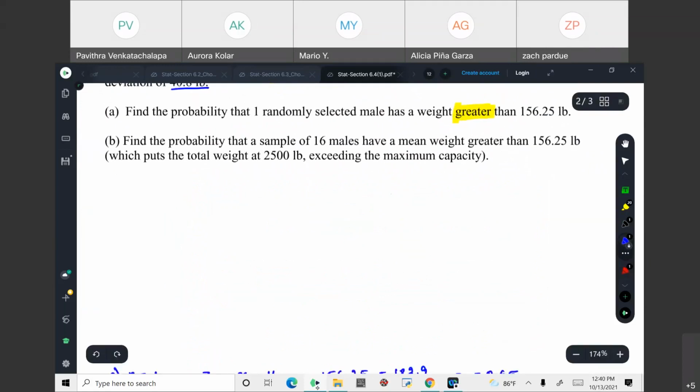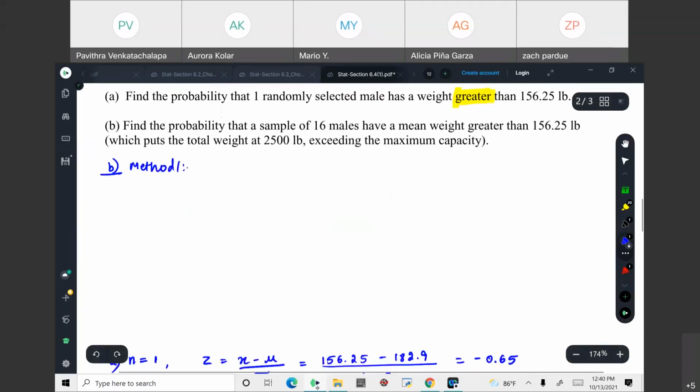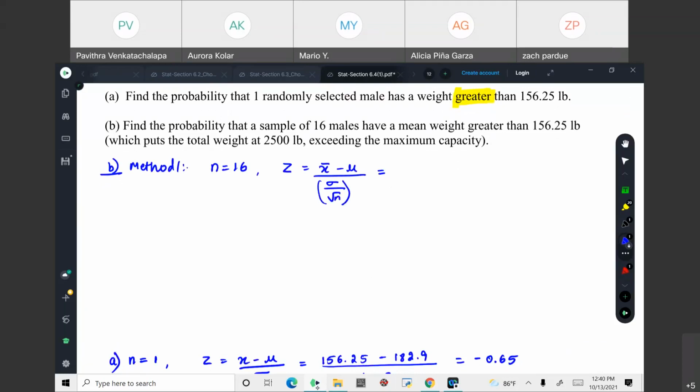Okay, so for B, I can use two methods. One by using the formula. So method 1, using formula. Okay, so here n is equal to 16. So what is the z formula? X bar minus mu divided by sigma divided by square root of n. So this is the formula you have to use when your sample size is greater than 1.